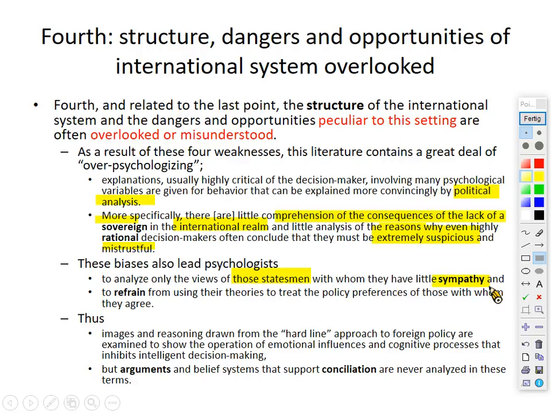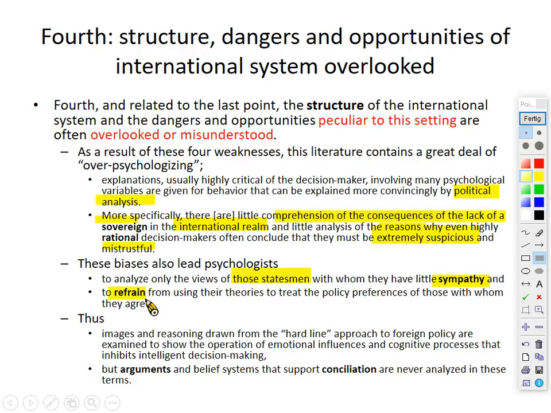Which means that if I were the psychologist and you are the president of one nation and we are friends, I would not analyze you. Why? Because it's kind of not friendly, right? So I will only analyze those people, those states, about whom I have no idea at all, with whose positions I have no sympathy. Because I believe that in this regard, I will not make enemies, right? And they refrain from using their theories to treat the policy preferences of those with whom they agree. If I am on your same side, most of the time I will not analyze you, because I want to provide my policy recommendation to you, right?